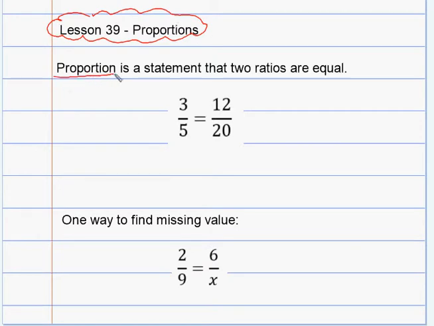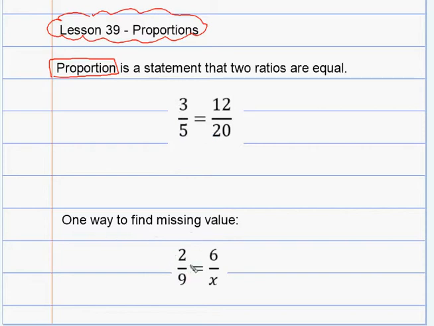A proportion is a statement that two ratios are equal. Okay, so here is a proportion. I have a ratio. Remember, ratios are just fractions. 3 to 5, 12 to 20. These are equal. Okay, we have been working with proportions as equivalent fractions all along. But now they're going to have a little bit more meaning to them.